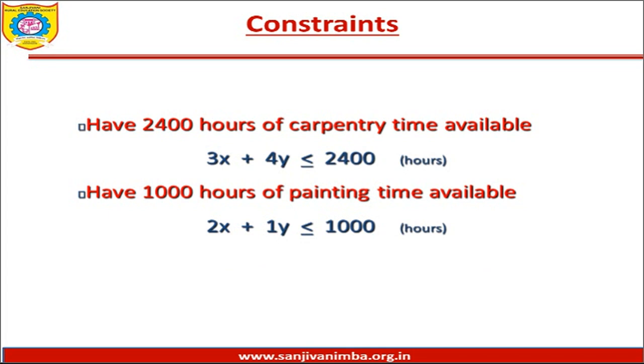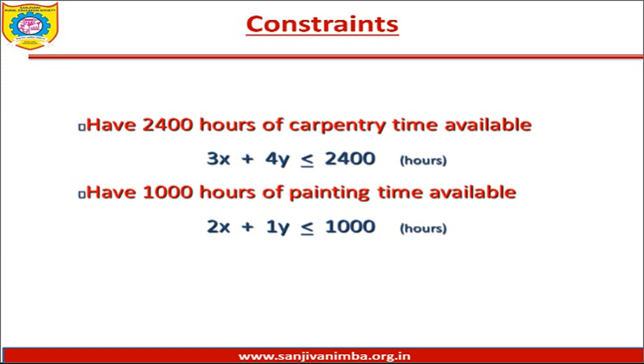And at the same time, you know, to manufacture one table you require 3 hours of carpentry. So to manufacture x number of tables you will be needing 3x hours of carpentry. Secondly, एक कुर्सी बनाने के लिए 4 घंटे का कारपेंट्री का वर्क लगता है और आप टोटल नंबर ऑफ कुर्सियां y बना रहे हो. So the total number of hours of carpentry for manufacturing chairs would be 4y. So the total hours of carpentry in this case would be 3x plus 4y.